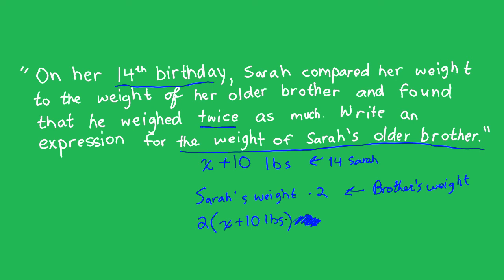Same thing, but whatever you do, you want to make sure you multiply the 2 by the whole x plus 10 pounds, not just by the x, because the x plus 10 pounds is the expression that represents Sarah's weight, at least when she's 14, and we're multiplying that whole thing by 2. And we can distribute this out if you like, using the distributive property, of course, to get 2x plus 2 times 10 equals 20. 2x plus 20 pounds is the weight of Sarah's older brother.